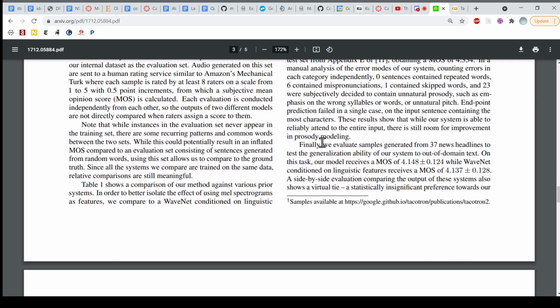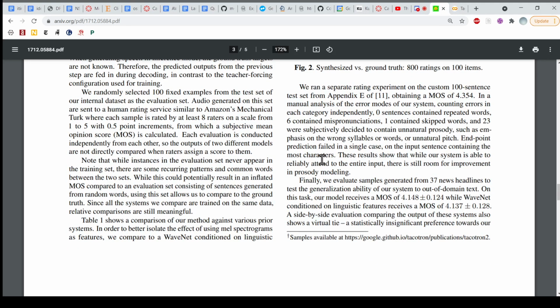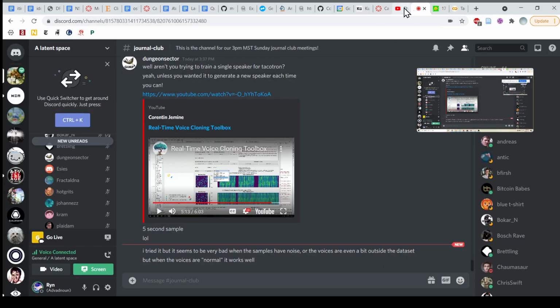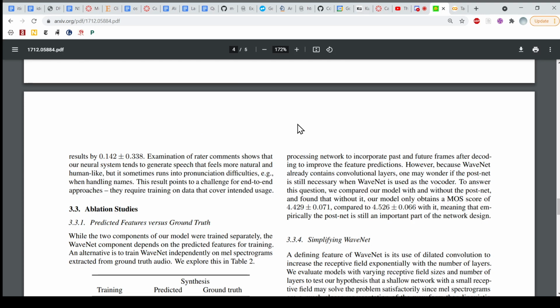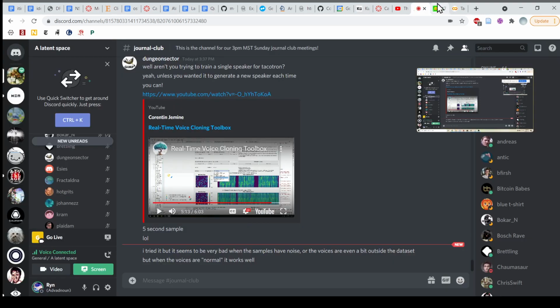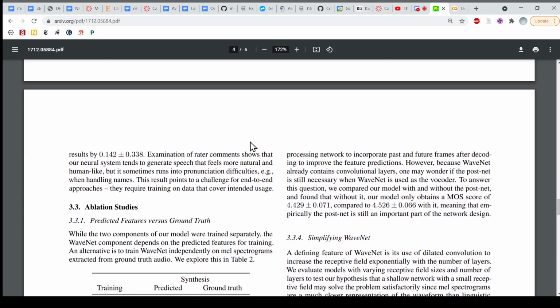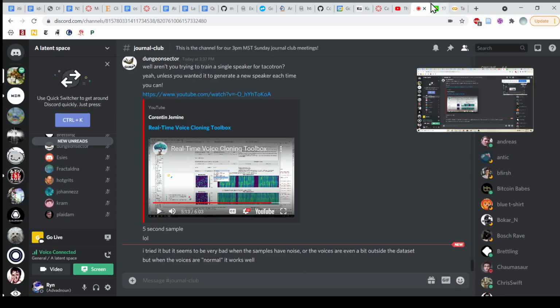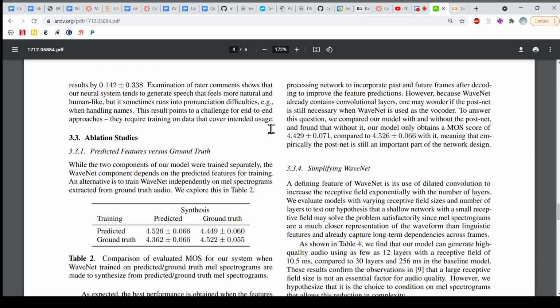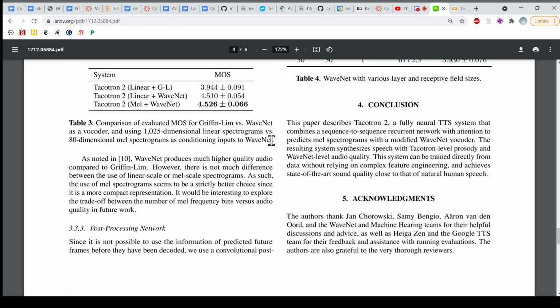Finally, we evaluate samples generated, and so on. What else? We ran a separate rating experiment. So they're having people rate things. They don't have an exact ground truth that they want; they just want to compare the output and the input. Okay, so they do some changes to WaveNet.